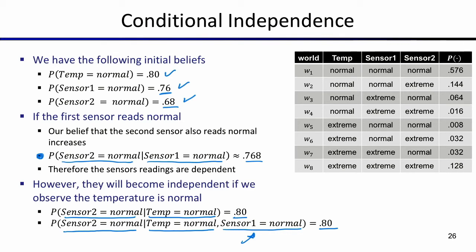So we say that sensor 2 is not independent of sensor 1. We have sensor 1 and sensor 2, and they are not independent from each other, right? But if I know the temperature, they become independent of each other. We say that sensor 1 is conditionally independent of sensor 2. So sensor 1 is not independent of sensor 2, but sensor 1 is conditionally independent of sensor 2 given temperature. If I know the temperature, these two events become independent of each other.